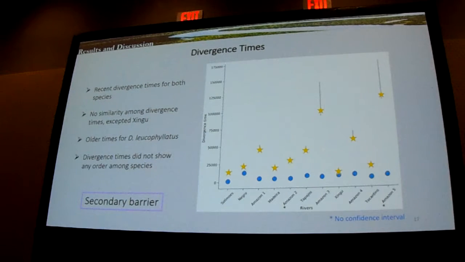Because the time is very recent, we can conclude that the river is acting as a secondary barrier. Even if the river is acting as a barrier for all the rivers, we can see that the time changes. For example, in the Xingu River, maybe characteristics of this river affect the populations in the same way. We don't know. Also, we have older times for the frogs than for the lizards. Maybe ecological characteristics of these species affect the time difference that we have between these species.